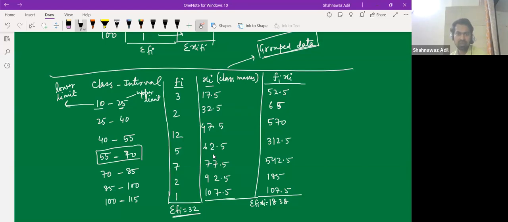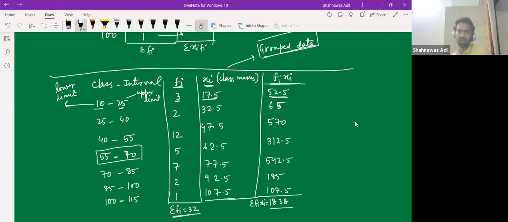Yes, sir, how to calculate FiXi? This is your Fi, and this is the Xi. So Fi is how much? 3. Xi is how much? 20. So this multiplied by this, right? Okay, sir.